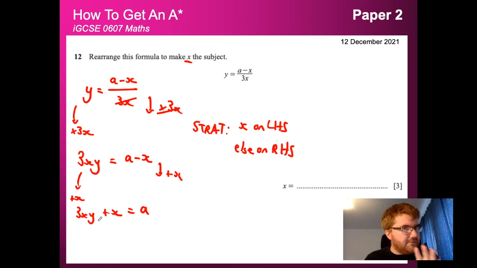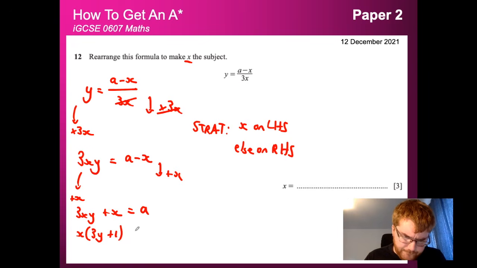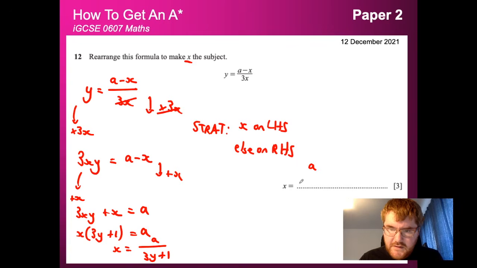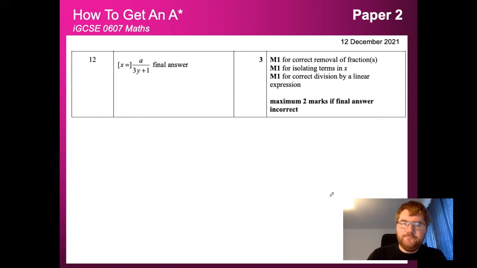Then we do that factorizing process that a lot of students miss. So we're going to take a factor of x out here. What do we multiply x by to get 3xy? Well, just 3y. What do we multiply x by to get plus x? Well, just 1. And then we can just divide by the bracket, so we get our final answer, x equals a over 3y plus 1, which we can just write over here. You see the same answer as before.